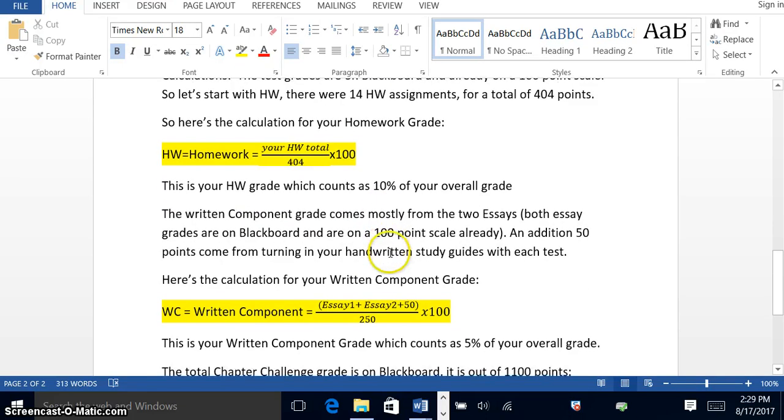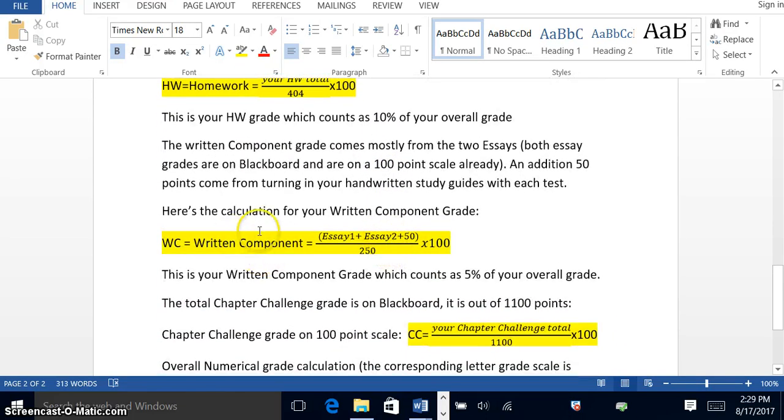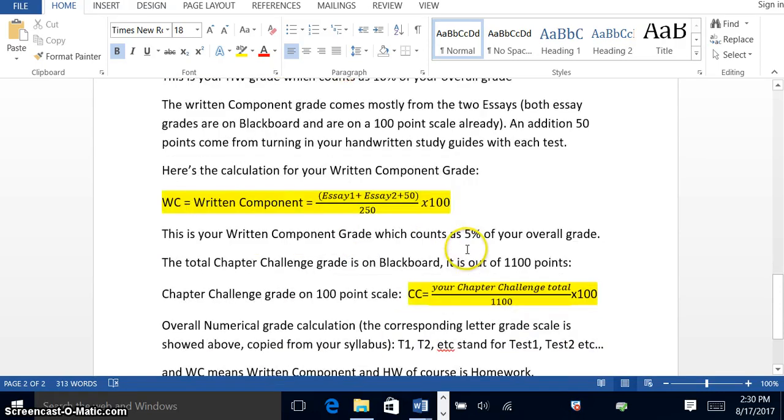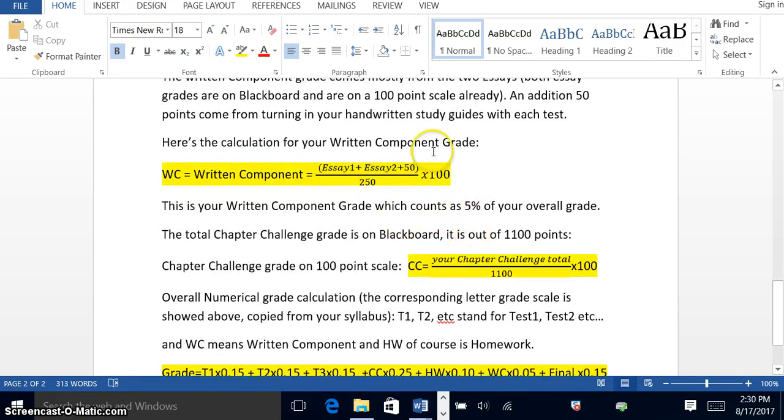All right, so you do the same thing with the written component. Whatever you get on essay 1, the essays are worth 100 points each, whatever you get on essay 2, and then I just give everybody 50 points. Your essay 1 grade plus your essay 2 grade plus 50 points, divided by 250, multiplied by 100, and 5% of your total grade is whatever that number turns out to be.